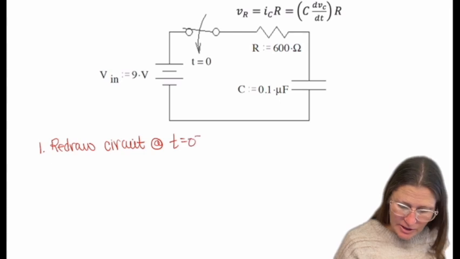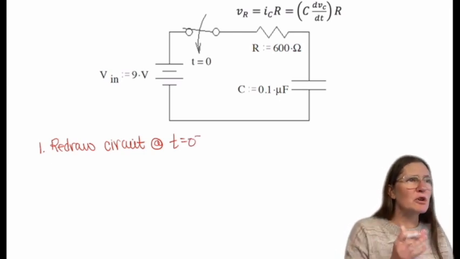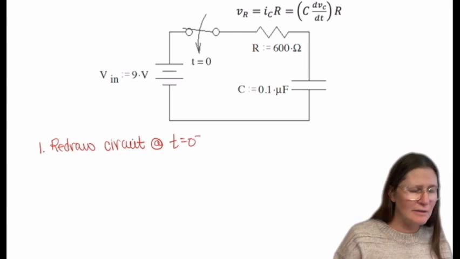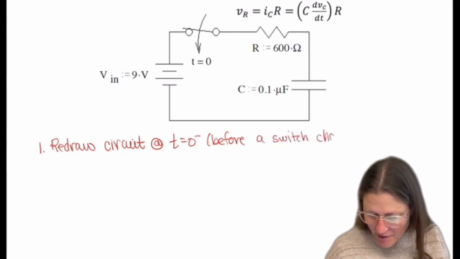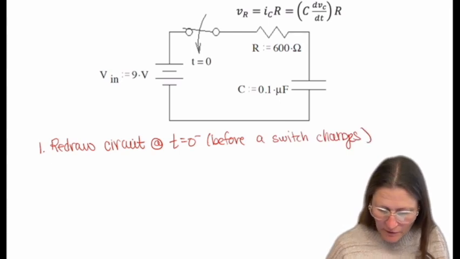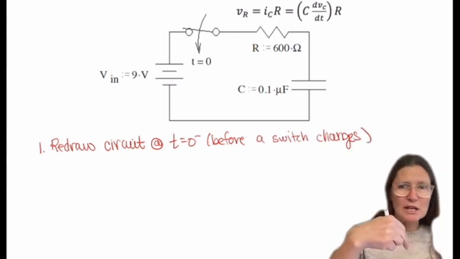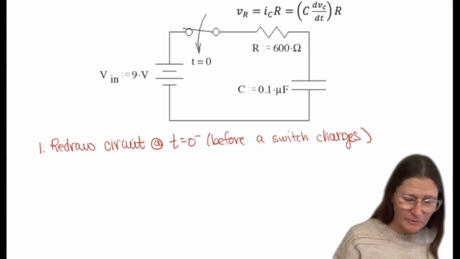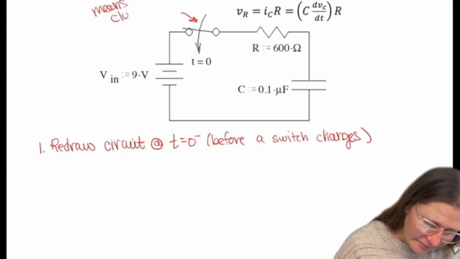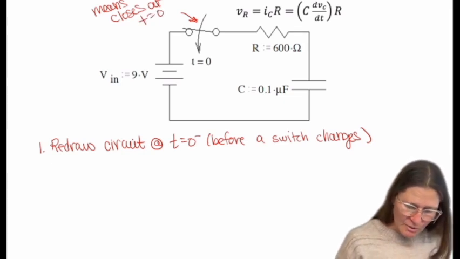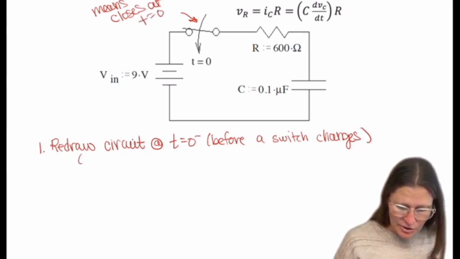So I call it t equals 0 minus, so this is right before a switch has moved. If I have a switch like this, the arrow meaning going down means it closes at t equals 0. So at t equals 0 minus in this circuit, that would mean redraw the circuit with the switch open.